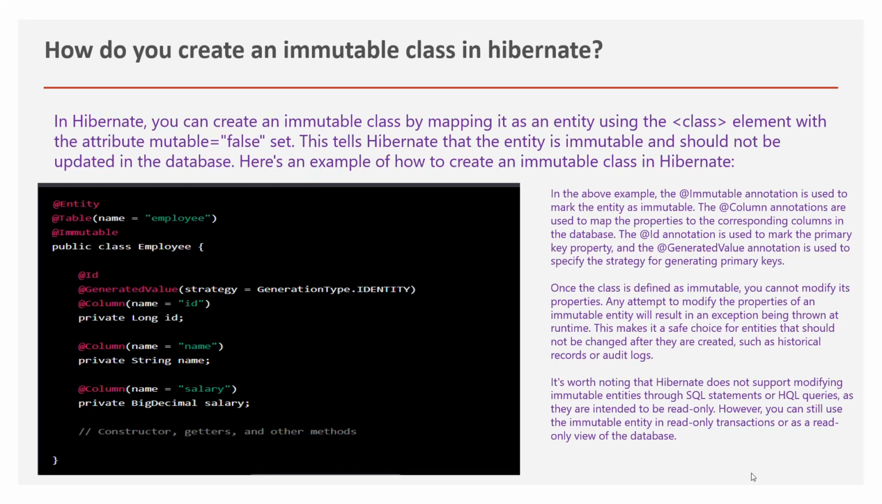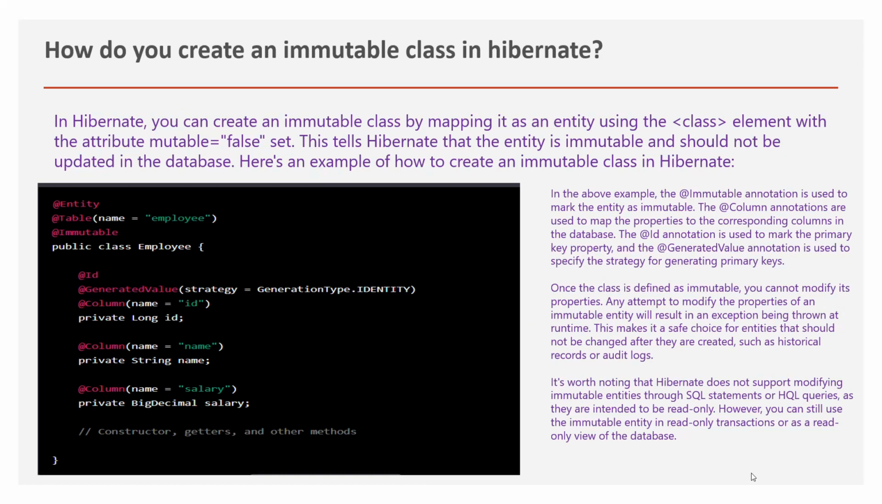How do you create an immutable class in Hibernate? In Hibernate, you can create an immutable class by mapping it as an entity using the class element with the attribute mutable equals false set. This tells Hibernate that the entity is immutable and should not be updated in the database. Here is an example to create an immutable class in Hibernate. As you can see, we have the entity and table.